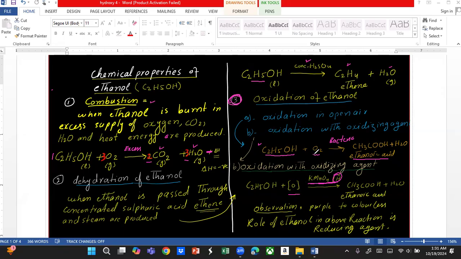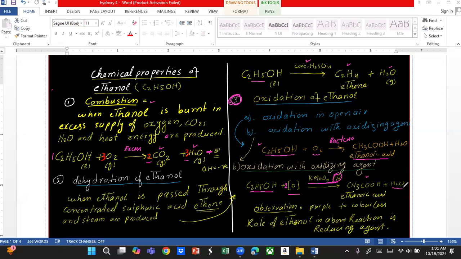Here we are using molecular oxygen, because in the air oxygen is present in molecular state, but the oxygen which we are taking here is coming from the oxidizing agent. The oxidizing agent can be potassium manganate, it can be potassium dichromate. In both cases, ethanol will be converted into ethanoic acid. Along with that, water will be produced as a byproduct. This is not a product, this is a byproduct.